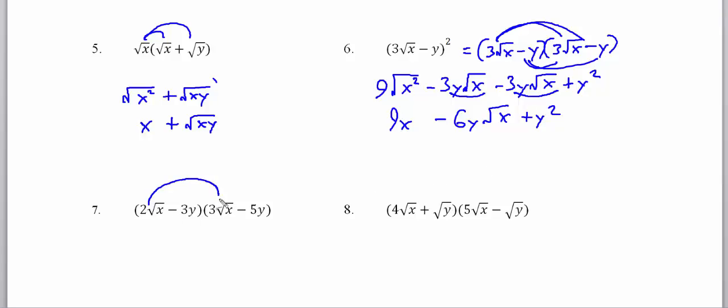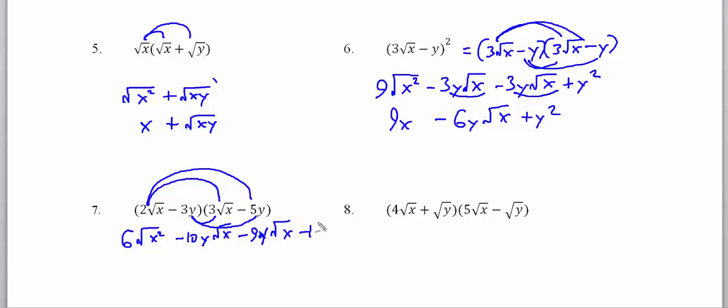Looking at FOIL here, taking one step at a time, very slowly, this is 6 square root of x squared. Take this very slowly, this is negative 10y square root of x, and again putting my rationals before my irrationals. This is going to be negative 9y, excuse me, almost forgot my square root there, y square root of x, and over here negative 15y, excuse me, positive 15y squared.